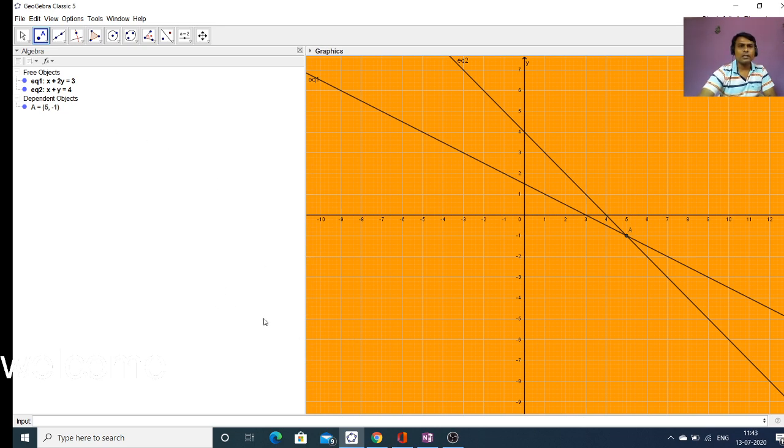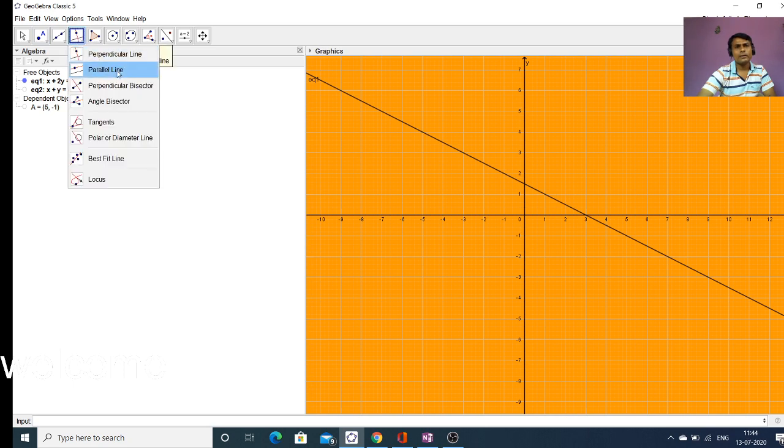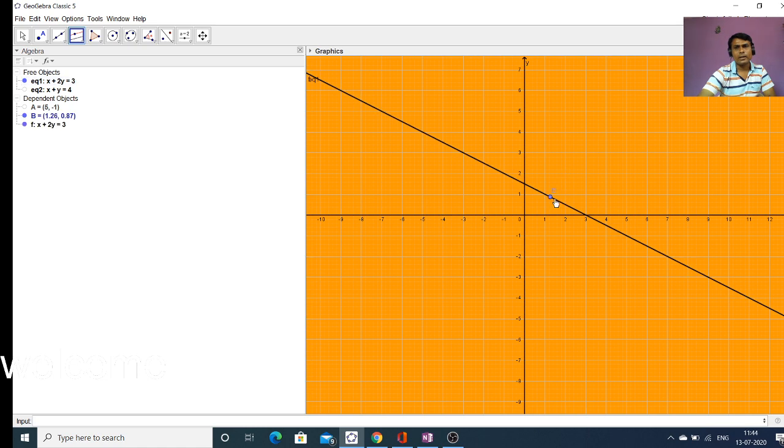There is another example I will show you. If I take the first line, I want to draw a line parallel to the given line. I am drawing the line parallel to the given line.